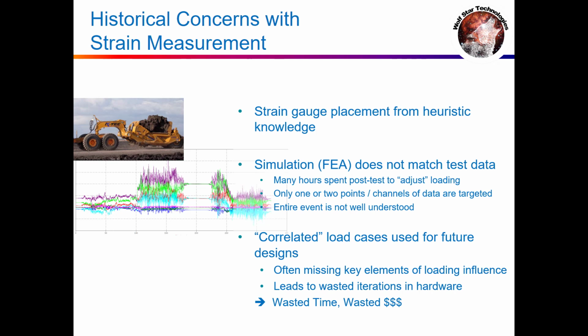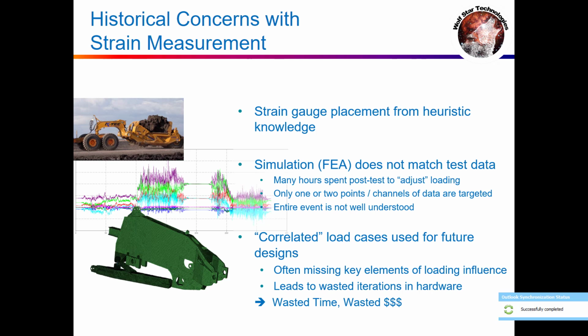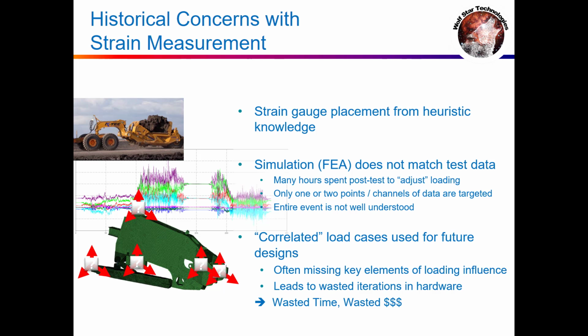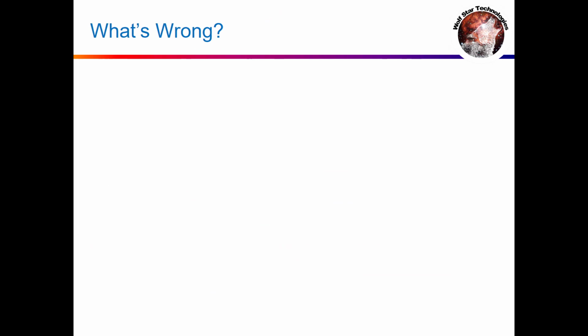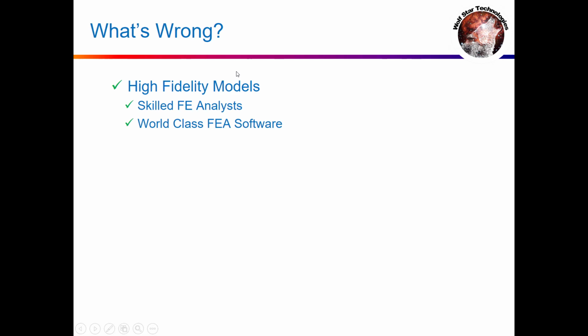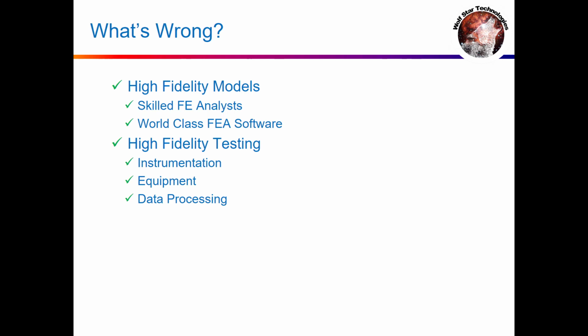And the next time they get to the field and do the testing, they find they've missed something, and they're back doing it all over again. This is just typical of what happens, and we see this all the time. So what's wrong? Well, your company's investing in great analysts like you, world-class FEA software, and the right equipment to do testing, and they're investing in great tools to do FEA-based durability. So they're doing all of the right things, but they're not getting the right answers.